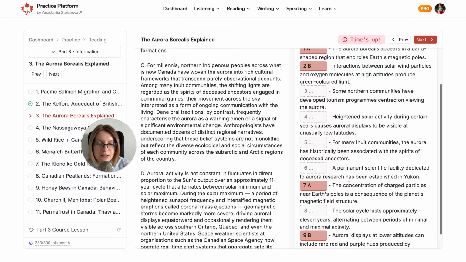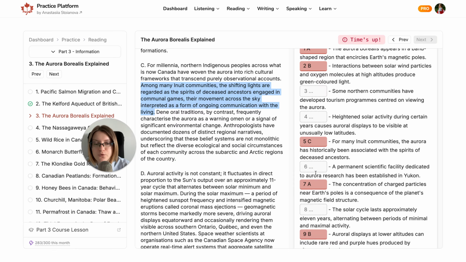But there is one statement regarding, I'm dropping you the hint, the Inuit communities, and that Aurora has historically been associated with the spirits of deceased ancestors. You cannot skip this one because in the text it's actually very straightforward. They use the same wording even. It's very rare, right? Deceased ancestors. We see deceased ancestors engaged. The movement across the sky interpreted as a form of communication. So that's why we can surely choose that and match it with paragraph C.